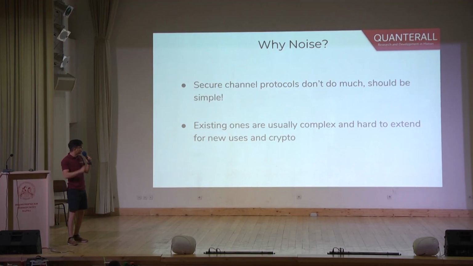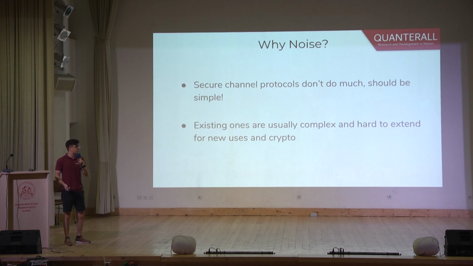So one of the main questions would be, why would you use Noise? And we have two main points here. First of all, secure channel protocols don't actually do much. They should be quite simple. Their main idea is to exchange a few messages and establish a secure shared secret key so that maybe Alice and Bob can continue communicating through a secure channel without someone else getting this information or tampering with it.